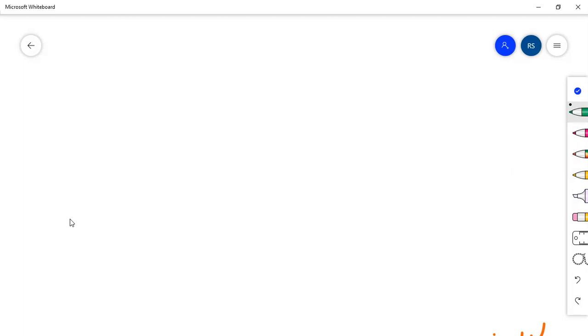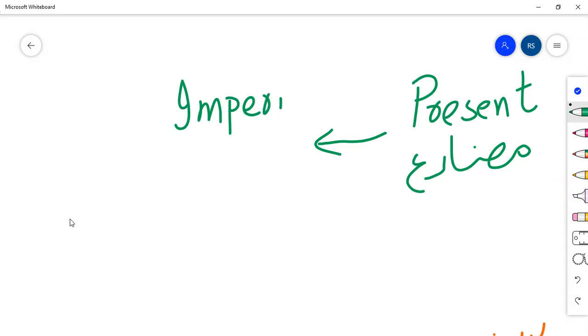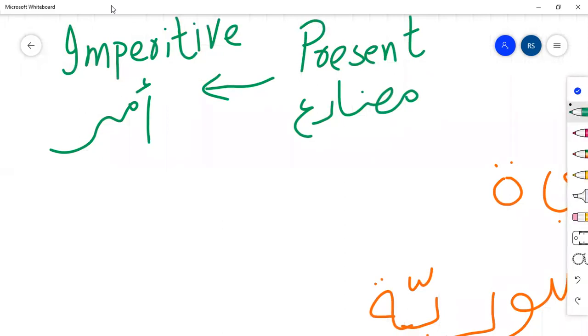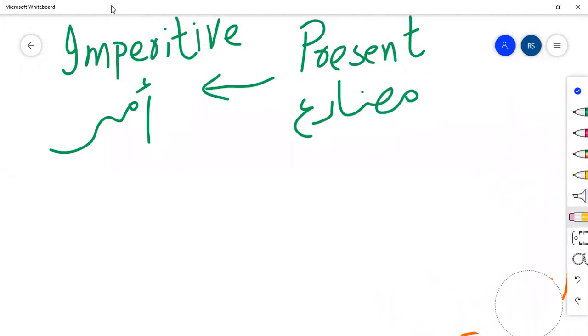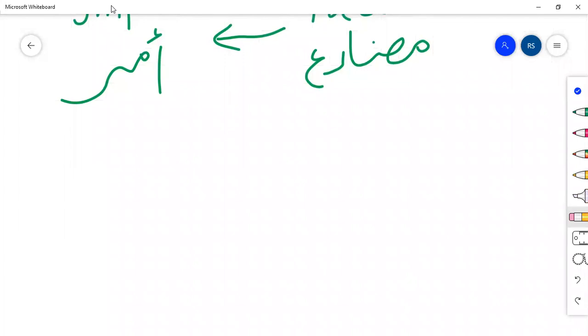So here you will learn how to convert a present tense, which is called muzare, into imperative, which is called fi'l amr. Okay. So to convert a tense into imperative, we have three steps.